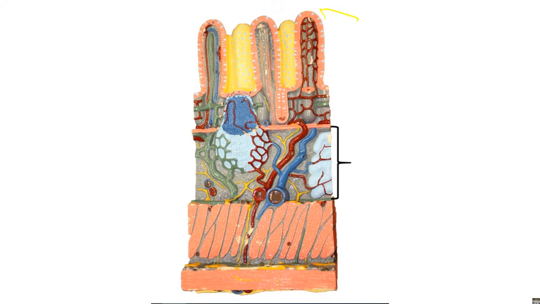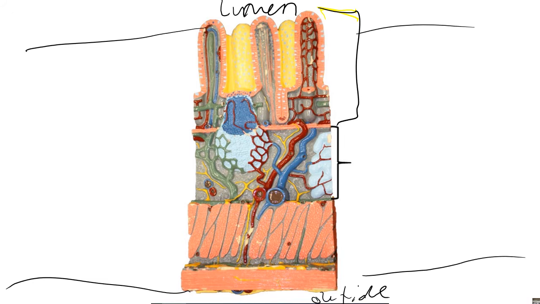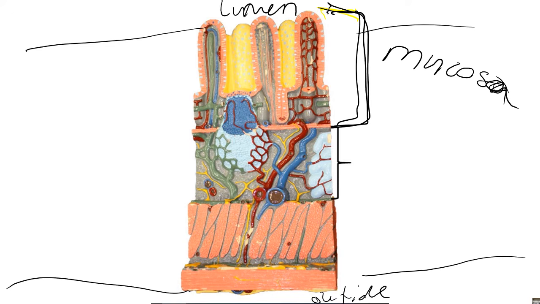There's the inner layer, so this is the lumen inside the GI tract. This would be outside the GI tract. So this is what the whole wall of the GI tract would look like, and it's got 4 layers. This is the inside layer that comes in contact with the food. That's the mucosa. We think of mucus, it's covered in mucus, mucosa.